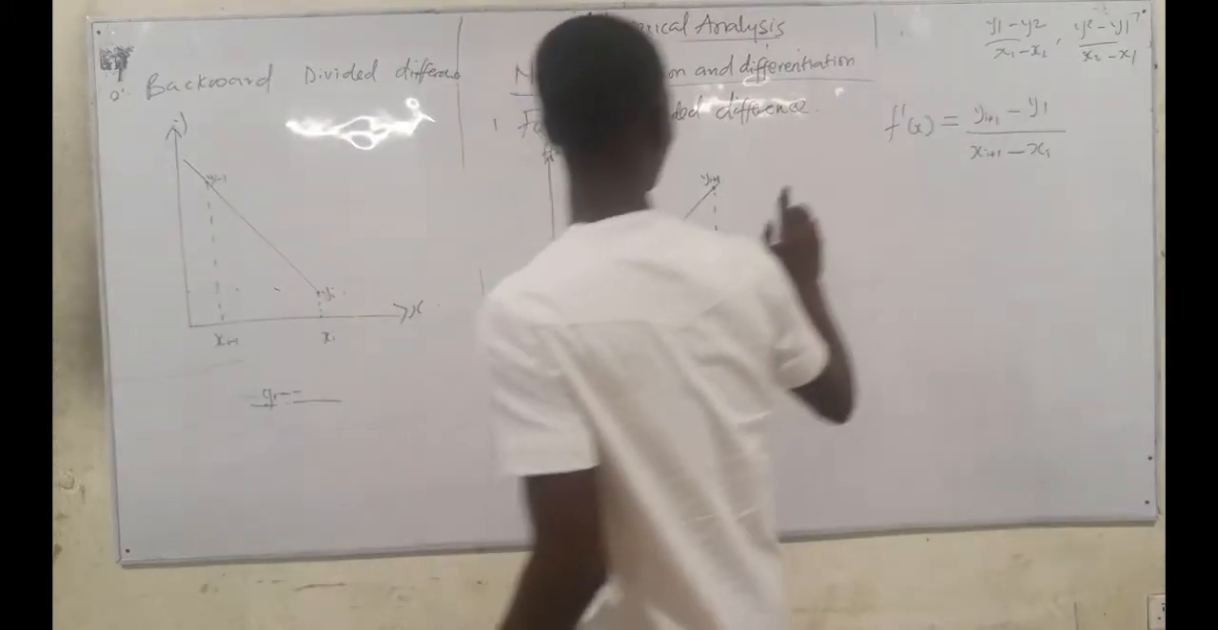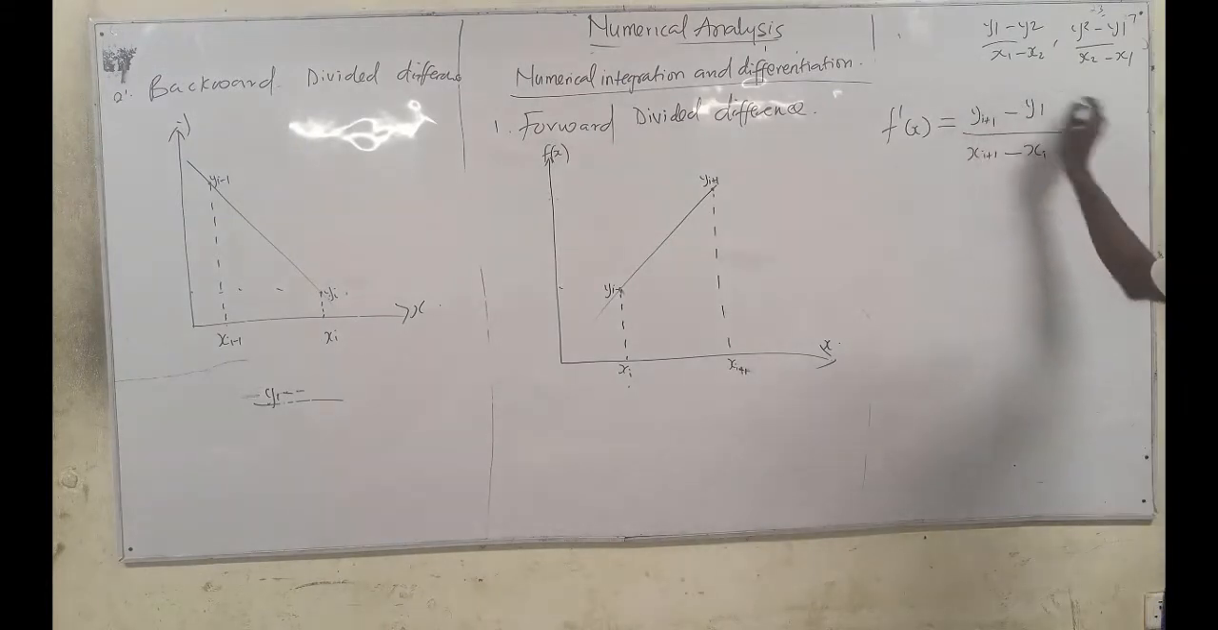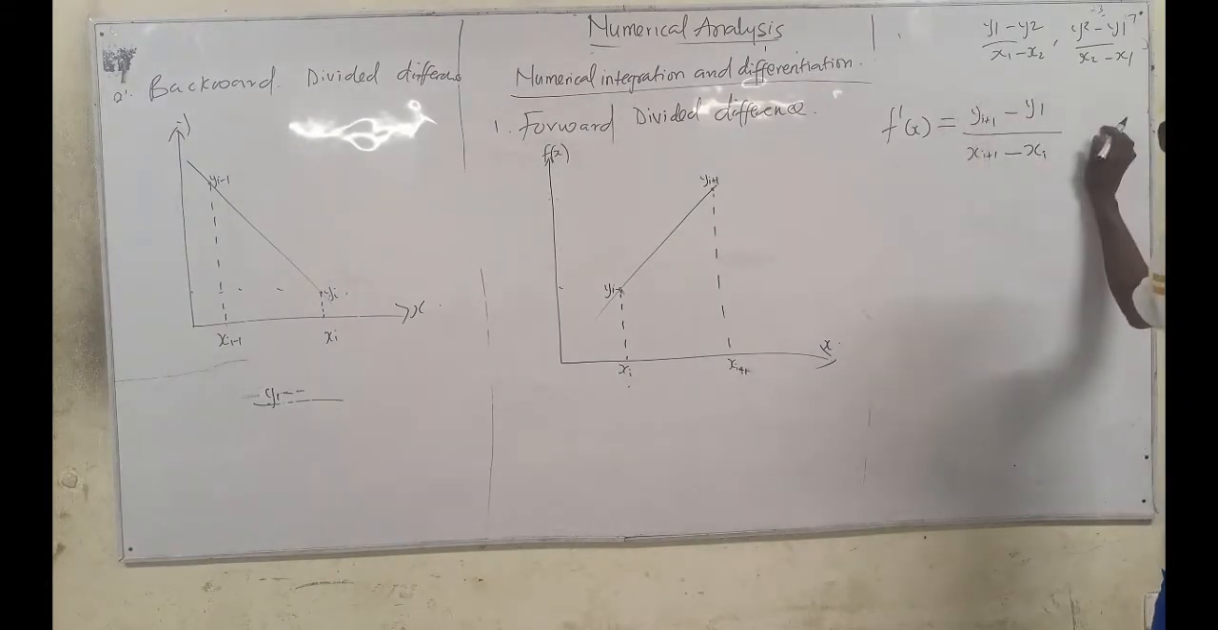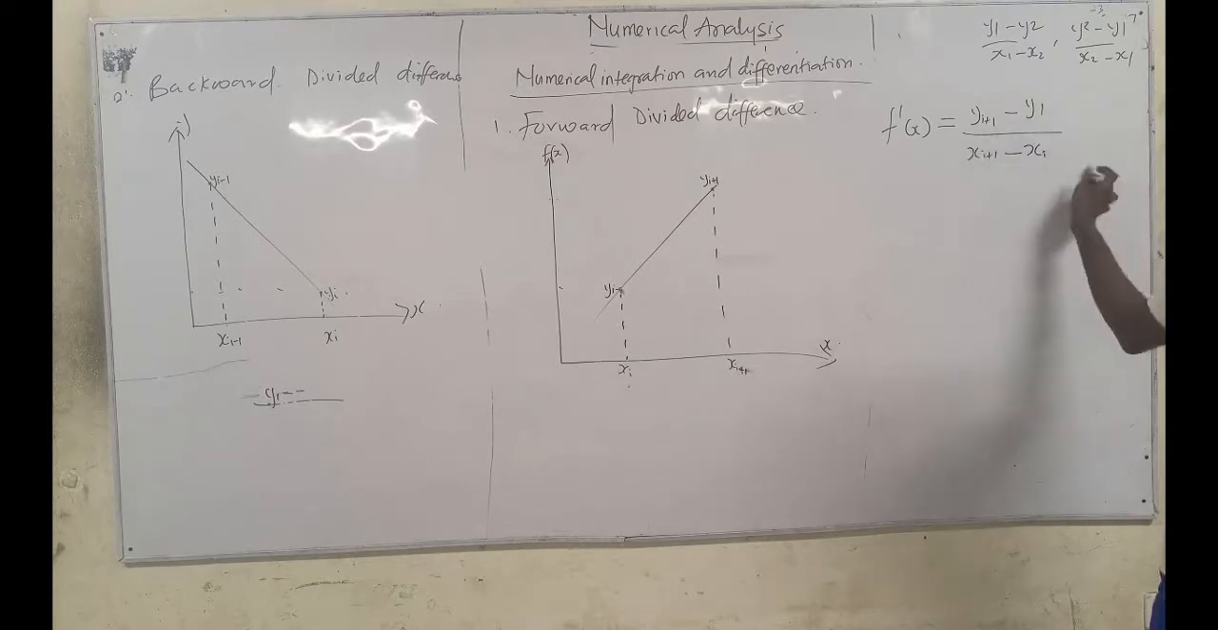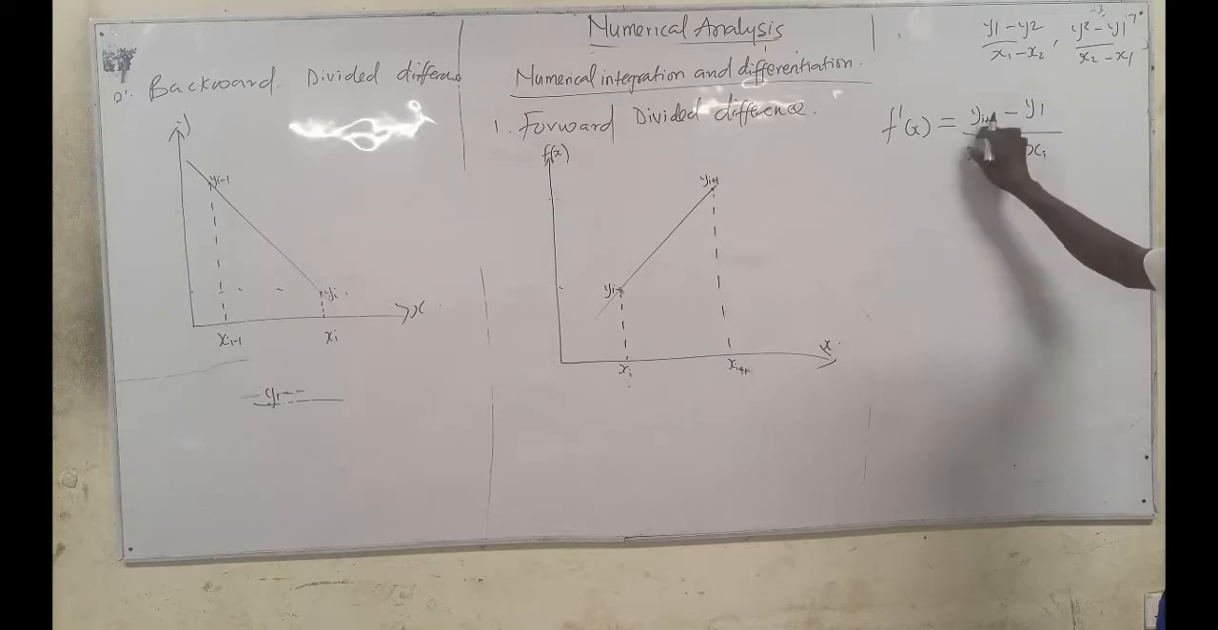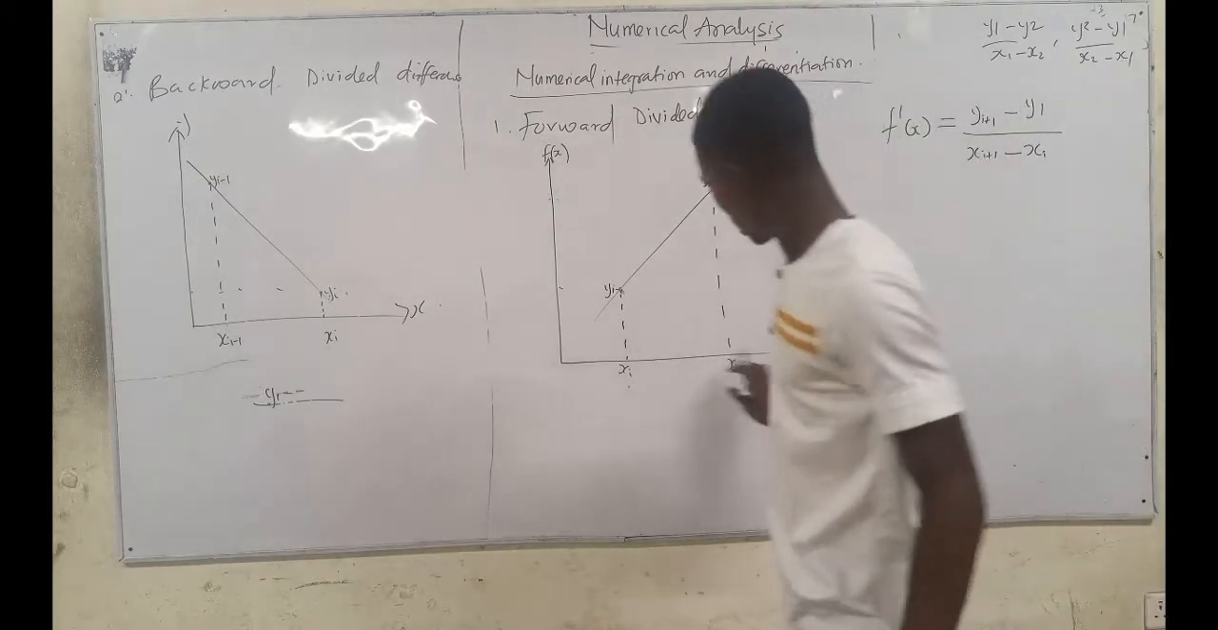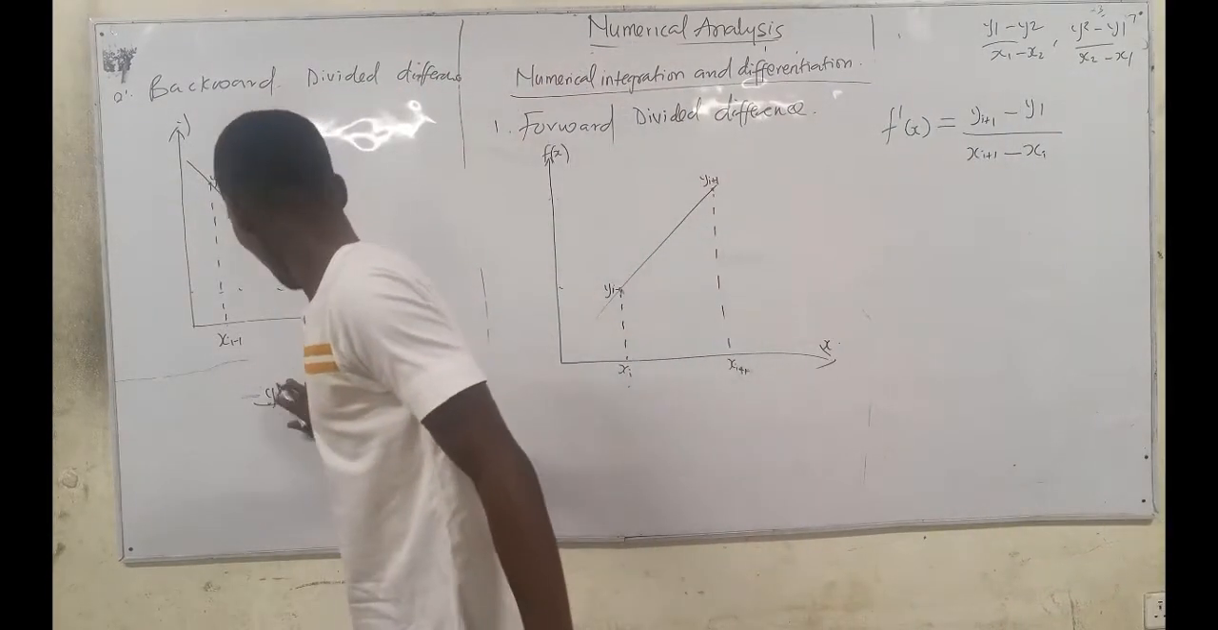The difference is that this one comes here and this one goes here. The backwards one is the first one and it goes this way, so it interchanges. But the forward one, this one comes before this. So it's yi minus 1.